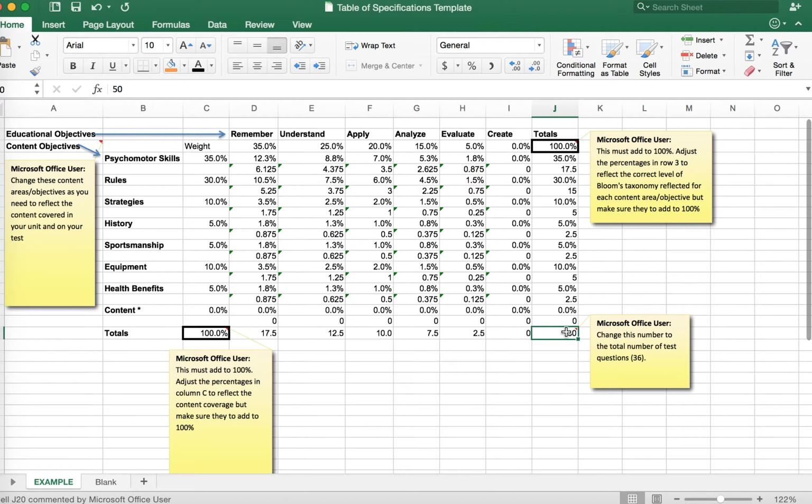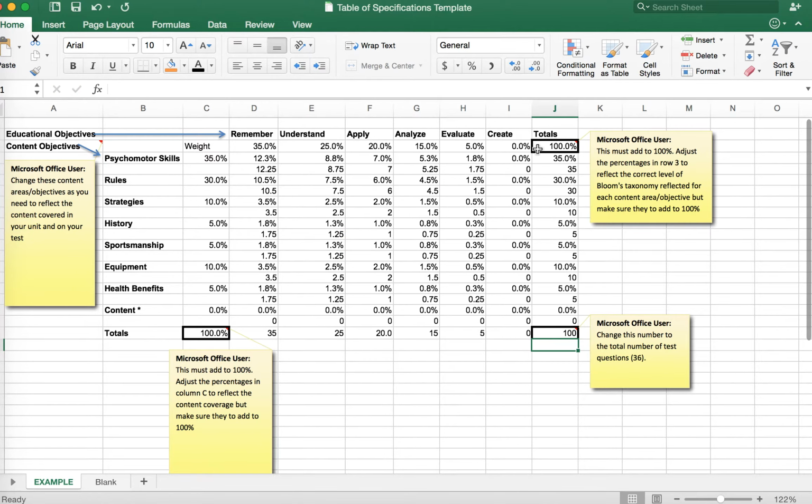Now you can change the number of questions that you want. So let's say we wanted 100 questions instead of 50. It changes the percentages and the total number of questions within each category. Remember that you want these 2 columns to be 100, and this is your total number of questions. So you need to make sure that you're checking that as you go through.